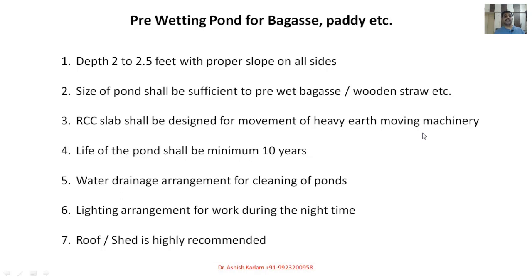The fourth point is that the life of the pond should be a minimum of 10 years. That level of quality we need to build into the pond. Fifth is the water drainage arrangement for cleaning the pond. After soaking the bagasse, whatever water is there has to be drained out and removed from the pond, and the pond has to be cleaned. Otherwise there is a possibility of colonies of bacteria and pathogens forming, so we have to avoid that. There has to be a system in place to clean the ponds frequently.